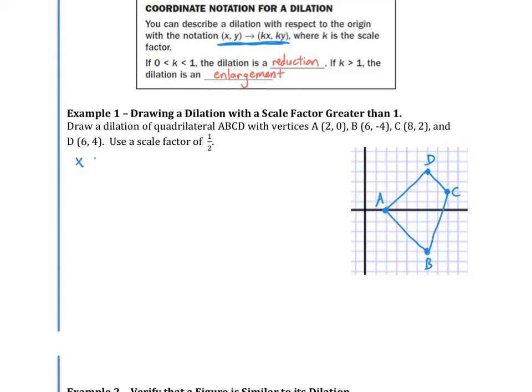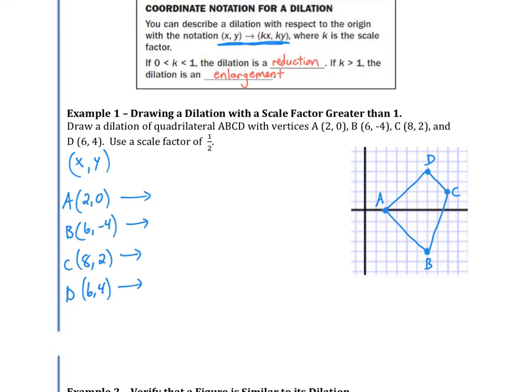We also can put that over here and write it out. A is at (2, 0). B is at (6, -4). C is at (8, 2). And D is at (6, 4). So k is 1/2. So that means we're going to multiply everything by 1/2. So this is kx and ky. So everything is times 1/2.